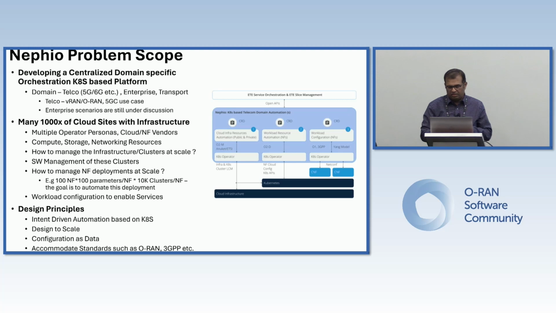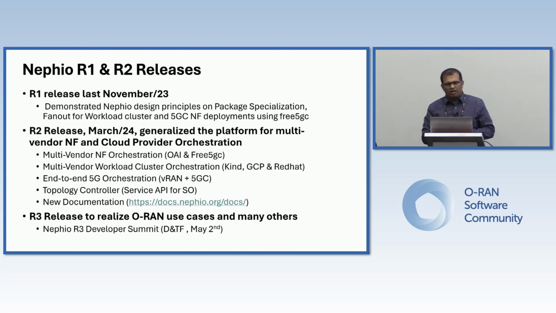Nephio is not a standard specification body. There is work on coming up with open APIs from an open source perspective, but it's about taking some of these standard specifications and enabling them and using them through Nephio, by passing this information in a transparent manner to the network functions or the workload cluster and so on. So this is a recap of what has been released so far from an R1 and R2 perspective.